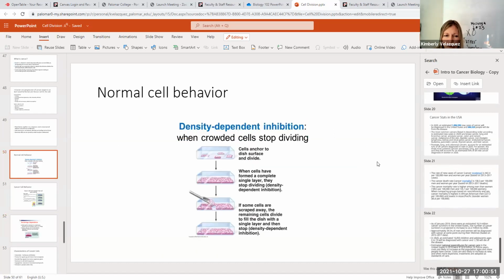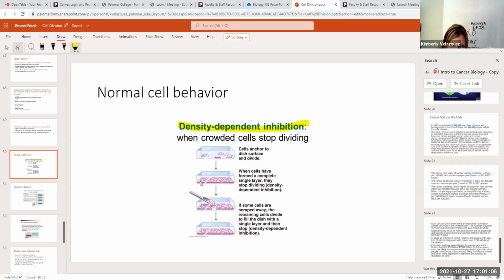Normal cells have what's called density-dependent inhibition. And this is a really important term. What this means is when they all start touching each other, they just form a single layer. When they reach this certain density, they know to stop growing. So this shows remove two of these cells in a petri dish and they're going to grow to meet each other, but they're not going to keep growing.